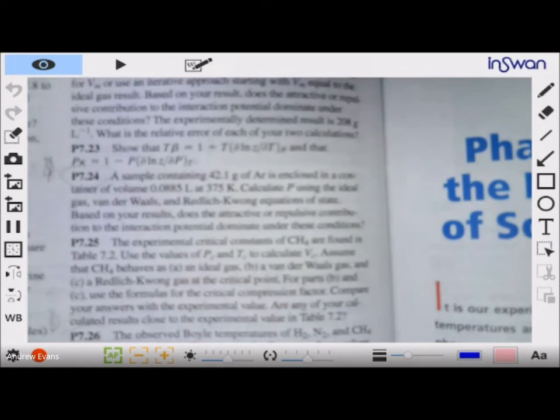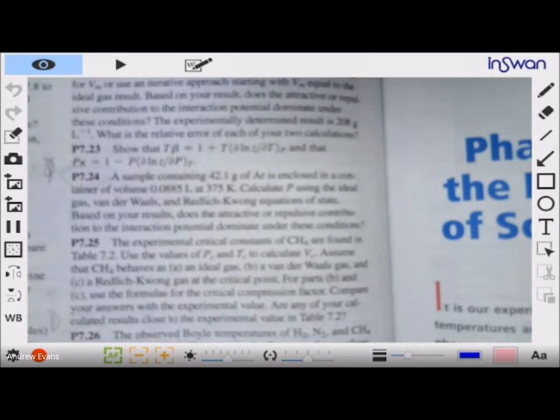Problem 24. A sample containing 42.1 grams of argon is enclosed in a container of volume 0.0885 liters at 375 Kelvin.